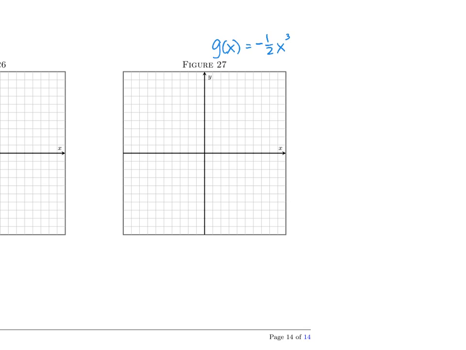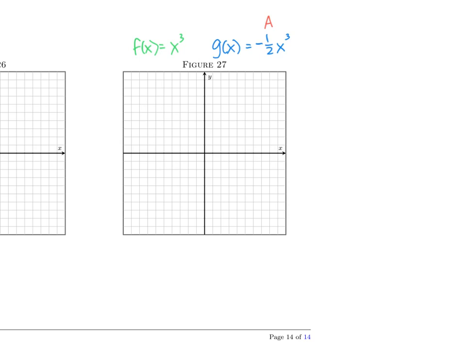So there's no more parentheses. The -1/2 isn't within the cube function. It's on the outside, meaning that this is actually our a value, not our b value. But mostly, everything else is the same. The parent function is still going to be x cubed.